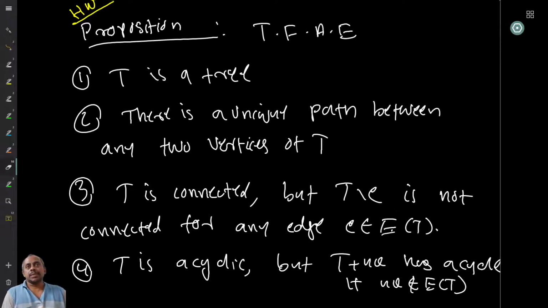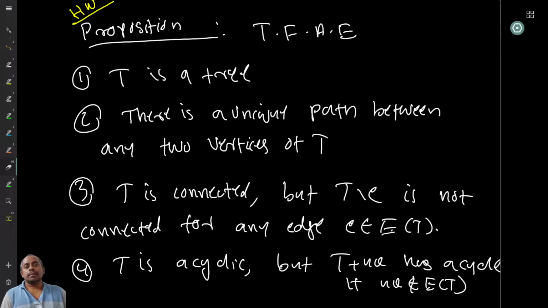That is equivalent to the statement that there is a unique path between any two vertices of the graph T, and they are also equivalent to saying that T is a connected graph, but T minus e is not connected for any edge e in the graph. Okay. So for every edge, T minus e is disconnected, but T itself is connected. So in this sense, we can say T is minimally connected. So if the graph is minimally connected, then it must be a tree.